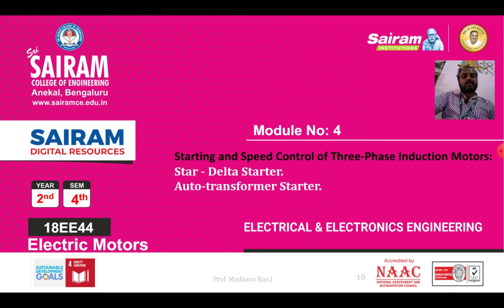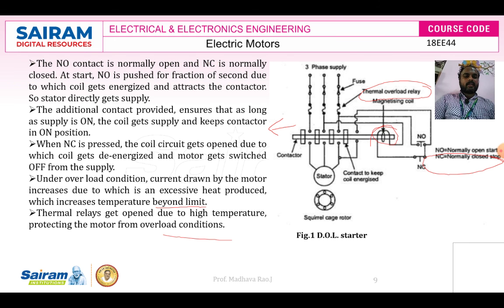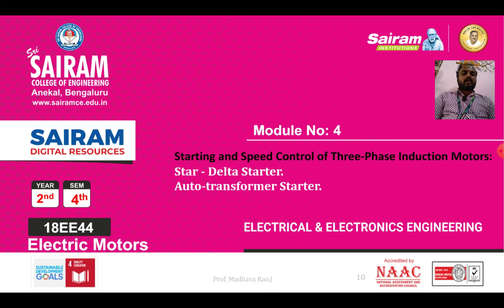The cost of the star delta starting method is very low compared to the auto transformer starter. The only drawback of the star delta method is that it is not useful for delta type induction motors, whereas the auto transformer starter can be used for both star type and delta type. The DOL starter is useful only for induction motors of less than 5 HP, so to avoid that drawback we have the star delta and auto transformer starters. We will discuss these methods in the next video.